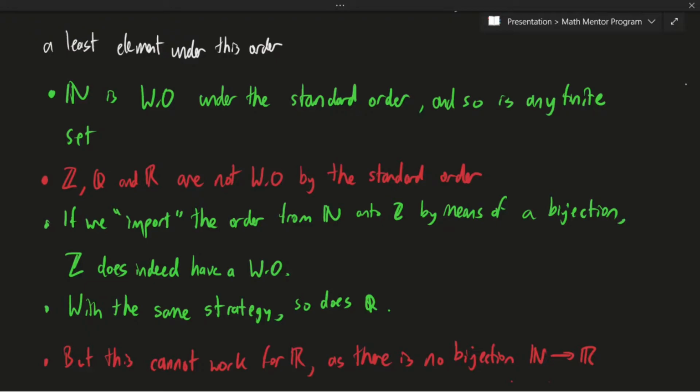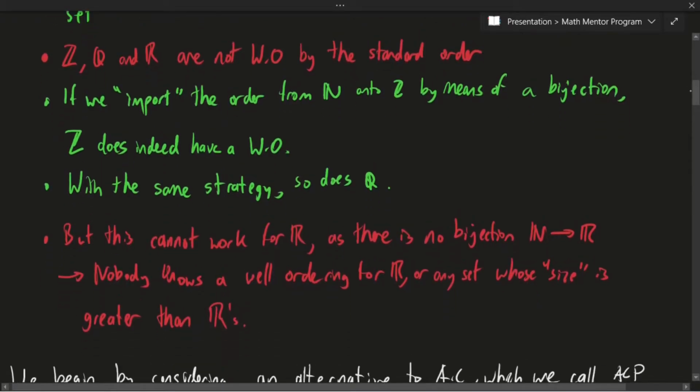But if we import the order from N onto Z by means of a bijection, so remember we constructed a bijection between the naturals and the integers, and this showed that N was equinumerous with Z. So if we take this order from N and bring it to Z with this bijection, then we can see that Z can have a well-ordering. It's just that you have to define the ordering a different way. And with the same strategy, remember that since Q is countable, it is in bijection with N, we can do the same trick. So that gives us well-orderings for N, Z, and Q, just from cardinality.